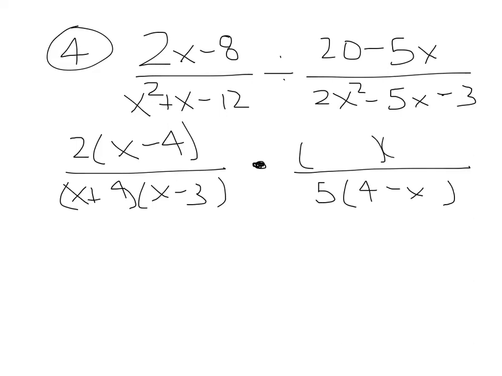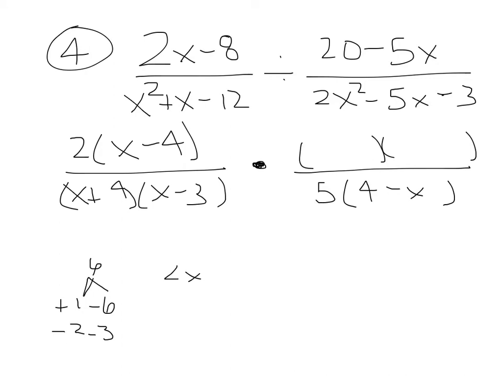Now I need to factor 2x squared minus 5x minus 3. Using tricky trinomial, I'd multiply the leading coefficient of 2 by the constant of 3, and I would list my factors, 1 and 6, 2 and 3. I could use a positive 1 and a negative 6 to make a negative 5, or I could use a negative 2 and a negative 3 to make a negative 5, but only one of those is right, so I'm going to guess and check.